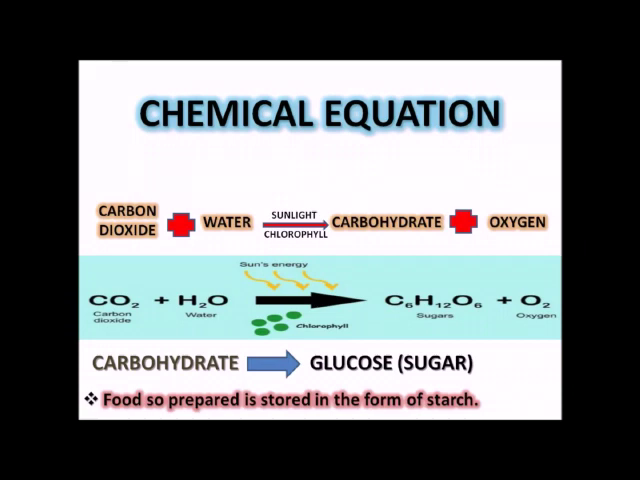I have shown you on the screen also. It is written in words also and in symbols also. This carbohydrate so formed is nothing but the food for the plants. From this equation, you can also see that plants take in carbon dioxide and release oxygen. Now you may think where this food or carbohydrate prepared by the plants is stored. So the food so prepared is stored in the form of starch. This starch is stored in the leaf. The presence of starch proves that photosynthesis had taken place.